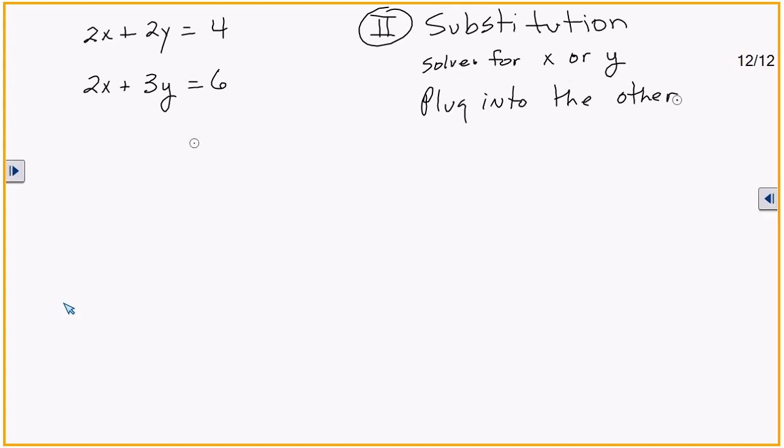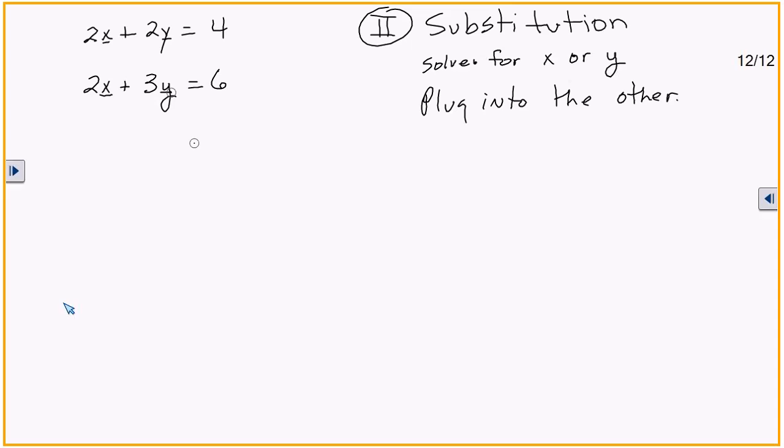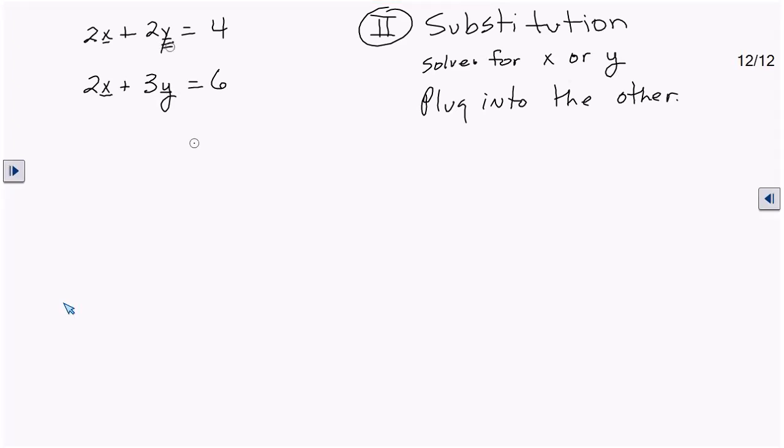Now, it doesn't matter which one you solve for. You've got 4 you can solve for. You can solve for this x, you can solve for this y, you can solve for this x, or you can solve for this y. I don't care, and you will get the same answer no matter which one you solve for. So I'm just going to pick that y right here. I'm going to solve for this one.